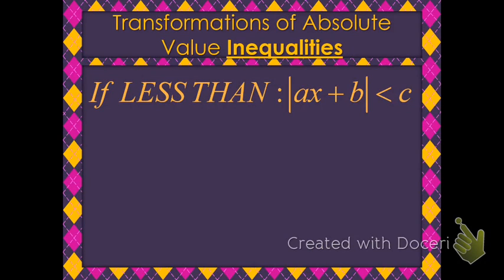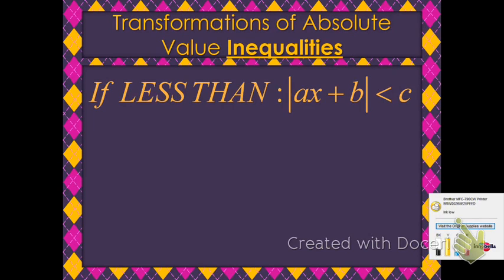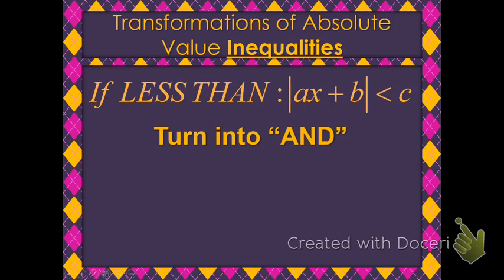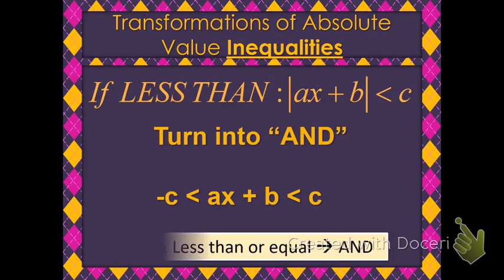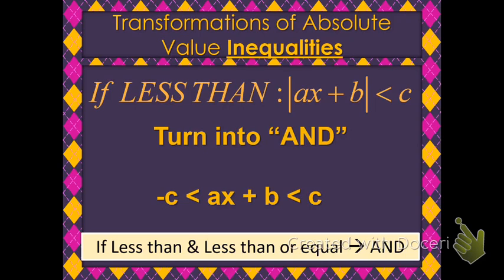Next, let's move on to absolute value inequalities. If you have something that looks like this, the absolute value of ax plus b is less than c, that is going to ultimately become an "and" problem. And you're going to set it up as ax plus b is in between negative c and positive c. Now, if there were an equal to sign as part of this inequality in the original, all that would do was add equal signs here as well.